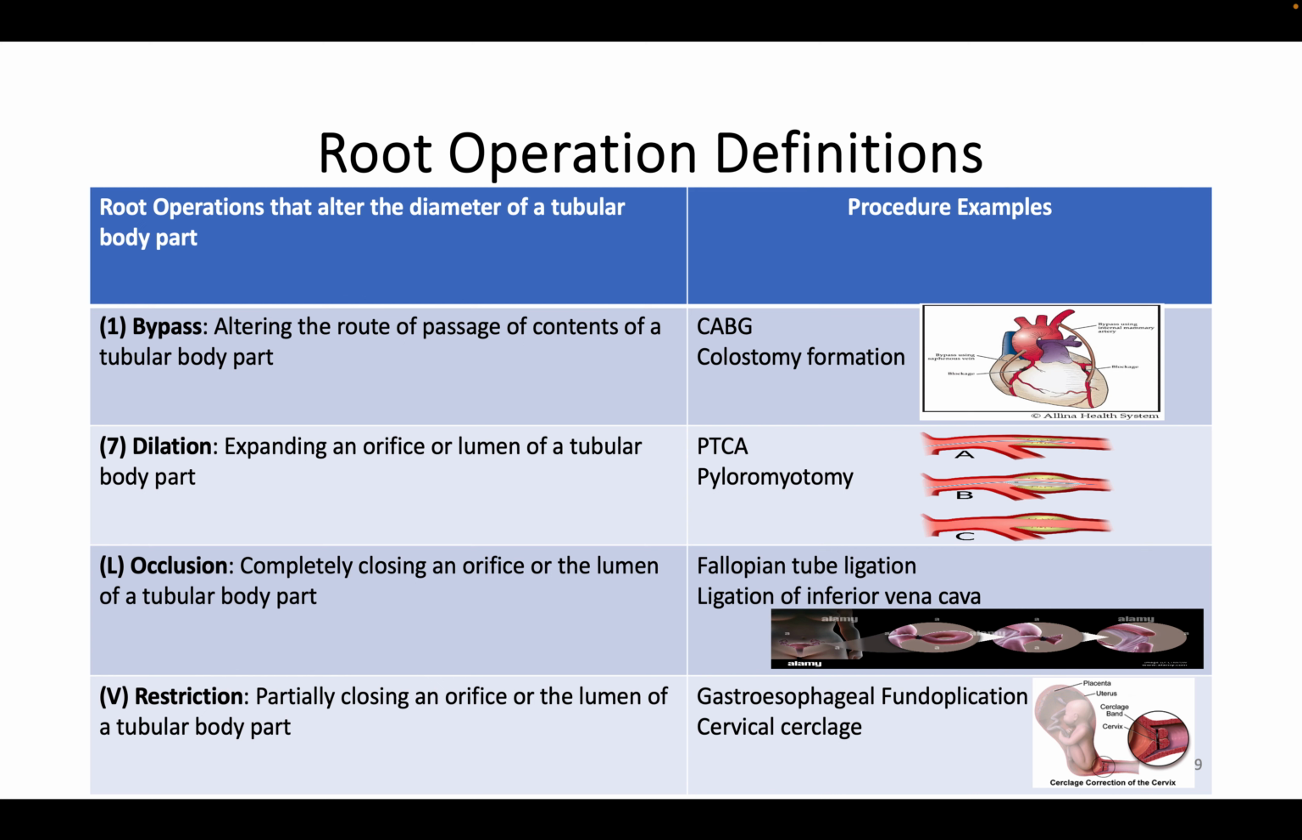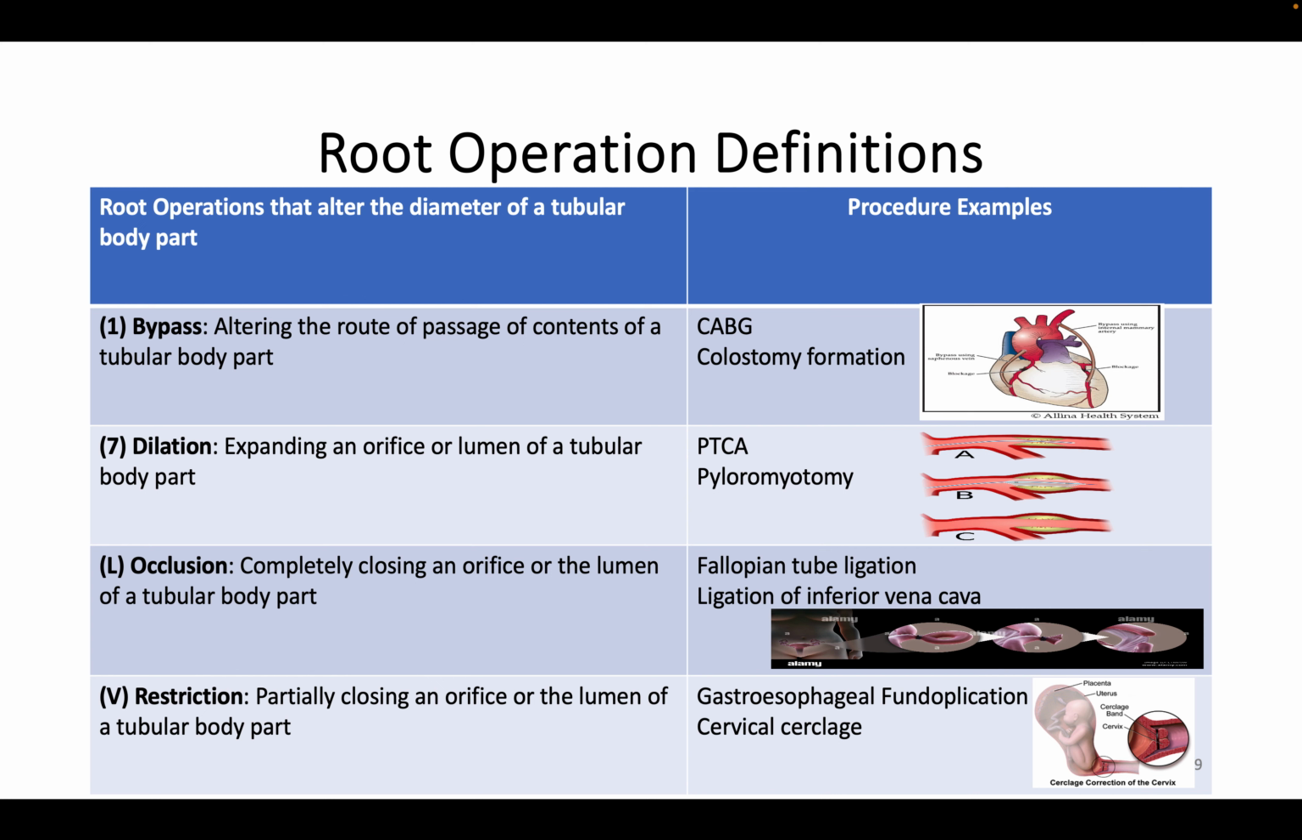Occlusion is represented by the letter L. It's completely closing an orifice or the lumen of a tubular body part. This is your fallopian tube ligations. As you can see in this picture, they take the fallopian tube and they clamp it. Oftentimes they'll cut it. They show it in here. This is your occlusion. They're occluding it so that that tube will not work.